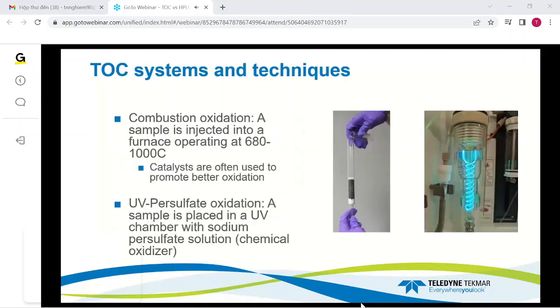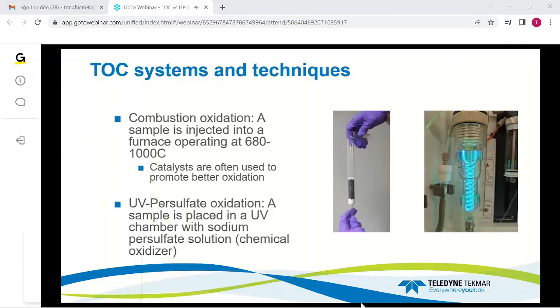There are 2 primary oxidation techniques out there. First is combustion. It uses a catalyst in a high temperature oven in mixture with oxygen or air, and it performs an oxidation reaction there. Then the other way we can do this is UV persulfate oxidation. A sample is placed inside the UV chamber with sodium persulfate solution, and then the sample interacts with the UV light and causes oxidation.